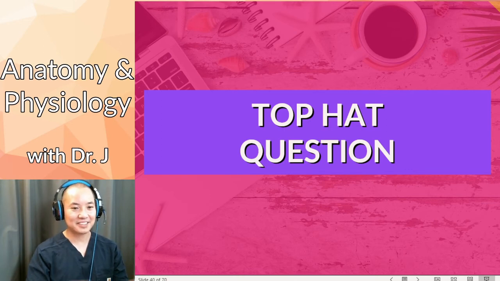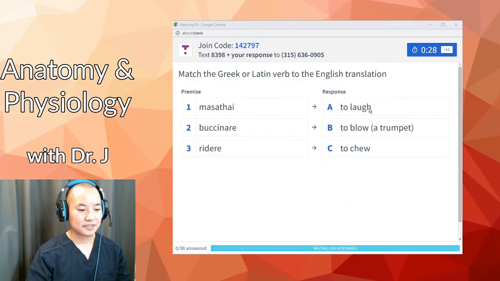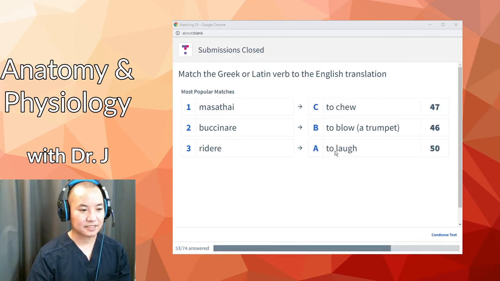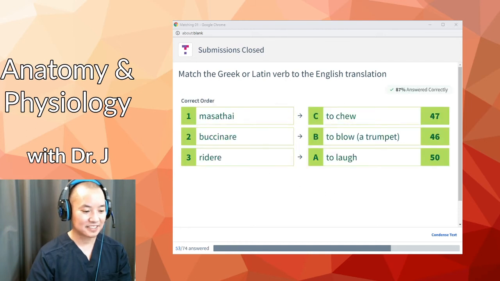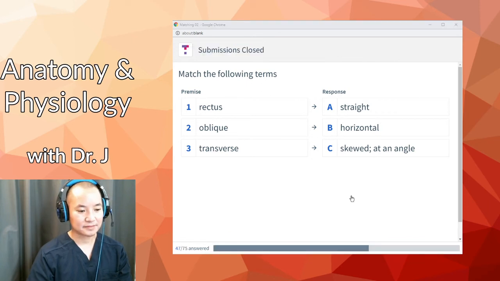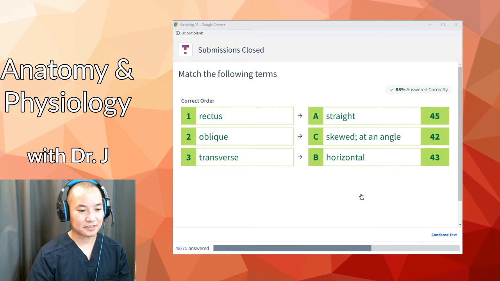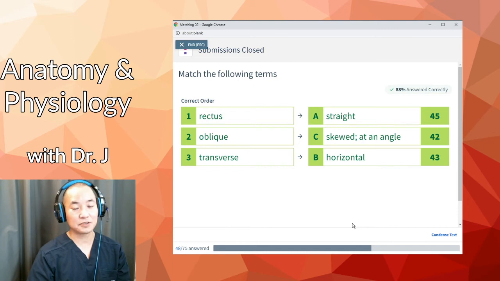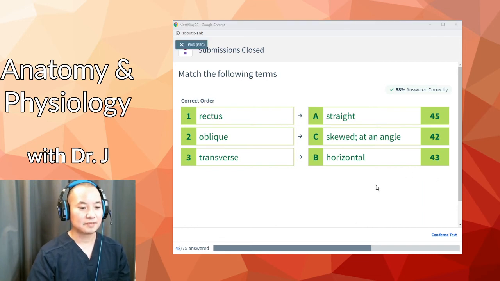Okay, so let's go back to Top Hat and do a little review. I know, one of those infamous matching questions, but this one doesn't count for anything. The most popular matches are correct. So yes, this is where those three muscles get their name from, those verbs. How about these? Another matching question. This might sound very familiar. Let's see the responses, and most of you are correct. This comes in very handy when identifying the abdominal muscles just by how those fascicles, those little lines, those bundles of muscle fibers, are arranged.